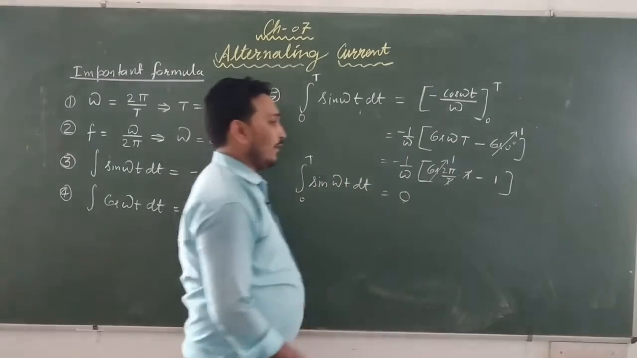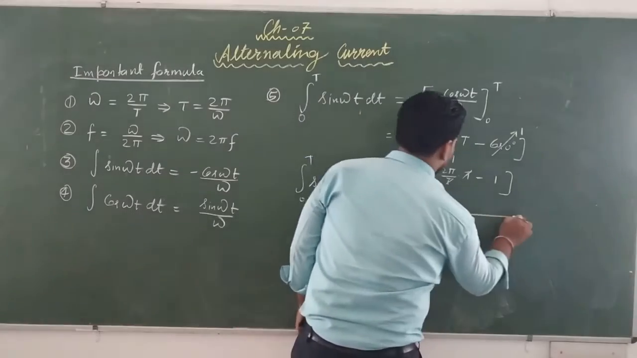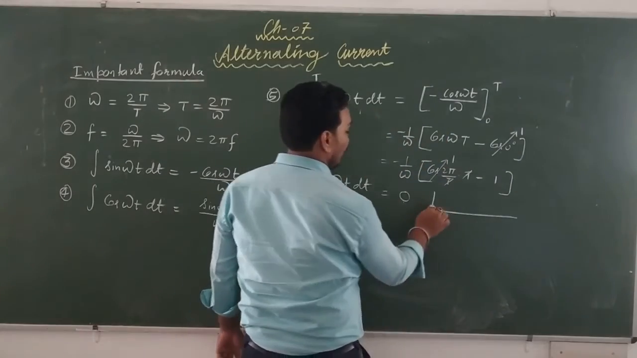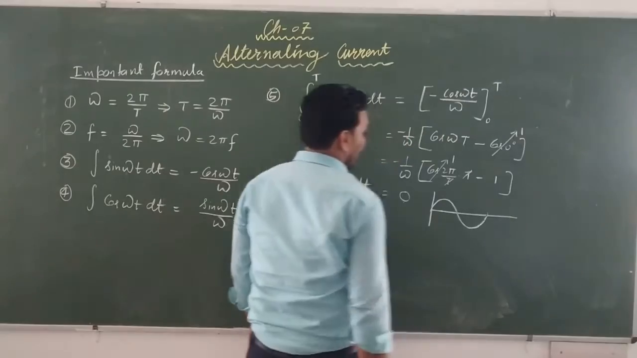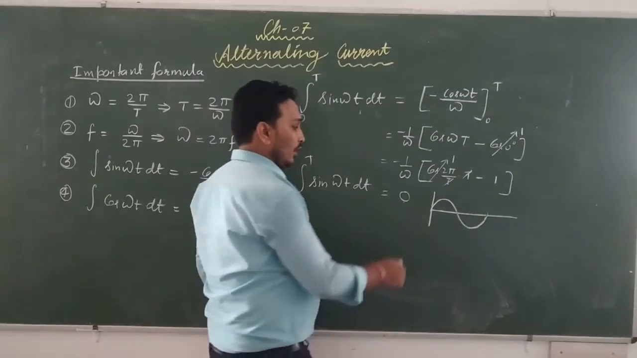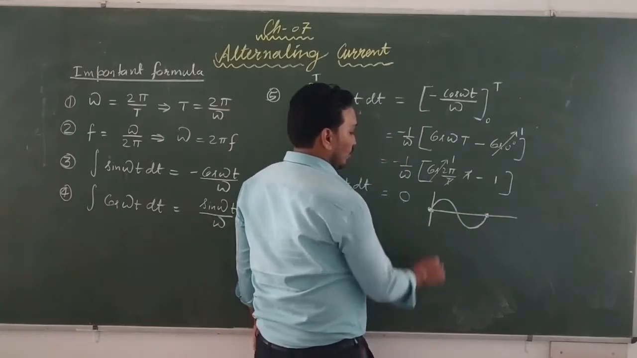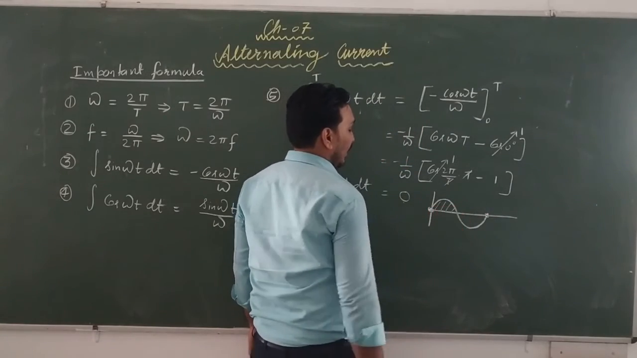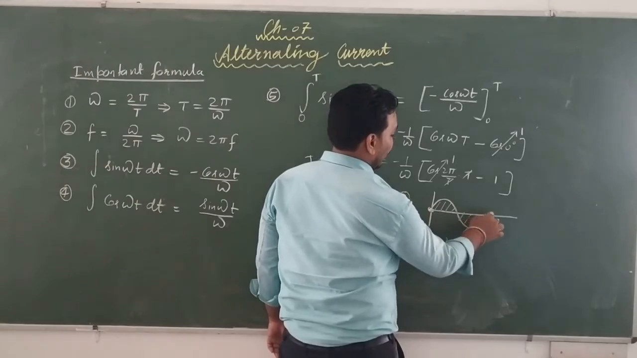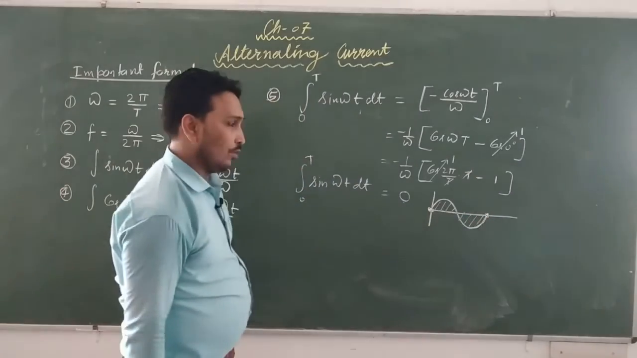Okay, you can solve it graphically also. What is the graph of sin theta? The graph of sin theta is like this. And when you integrate it over a complete time period, you are adding the values from here till here. So these are the positive values, and when they are added to these values which are already negative, they are going to give 0.